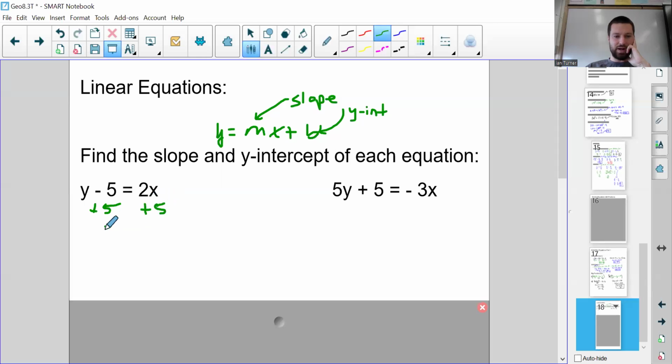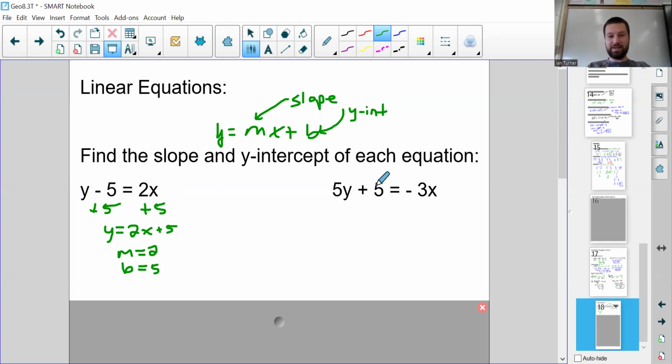Okay, and we end up with y equals 2x plus 5. So our slope, remember m is slope again, so our slope is 2. And our y-intercept, which is represented by b, would be 5. So that's just a really easy remember how this works kind of problem.